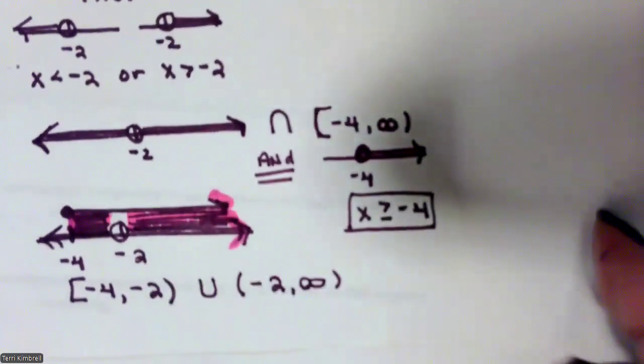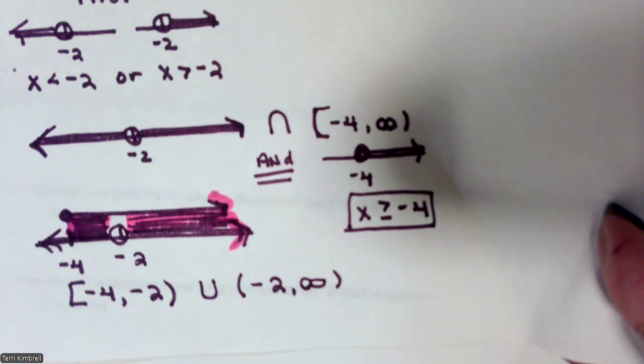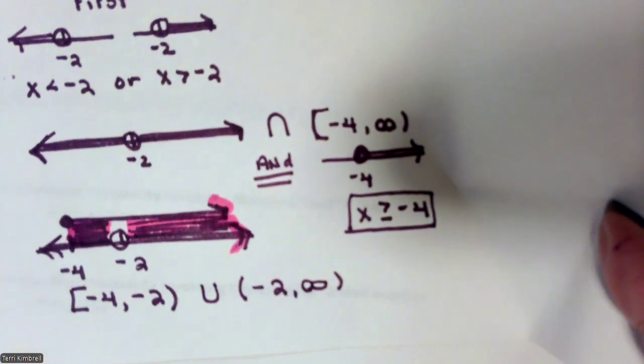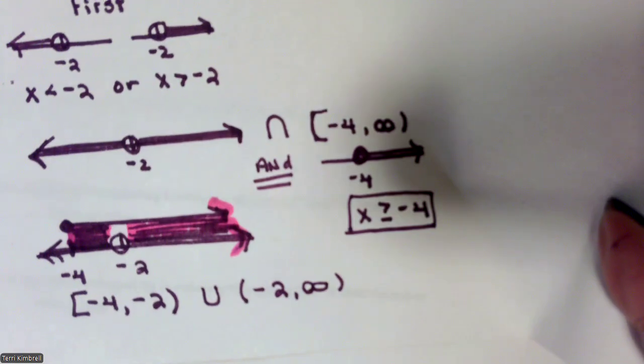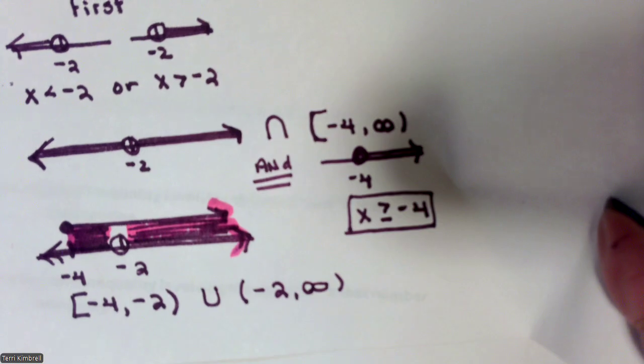And the reason we use the union right there in that answer is because the answer comes in two separate pieces. It's not one continuous interval because that -2 was not included in both pieces.